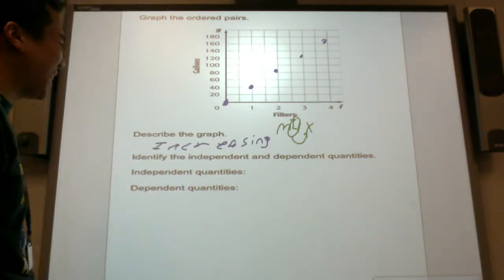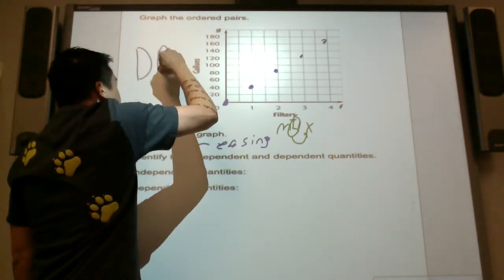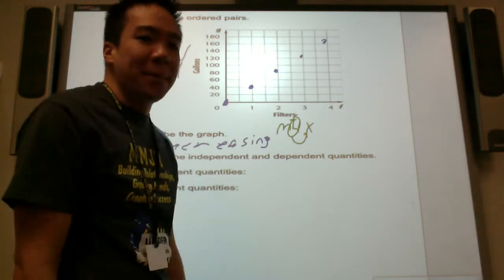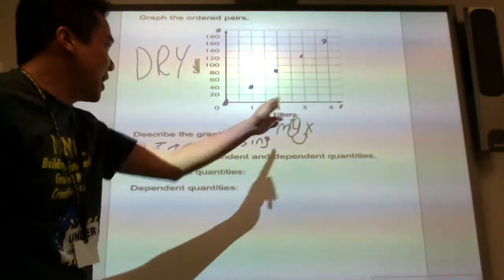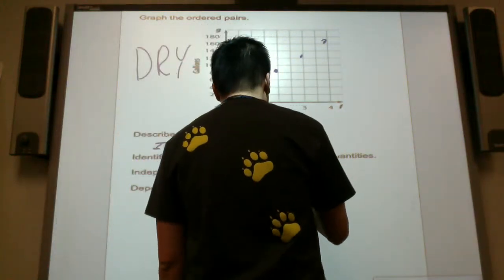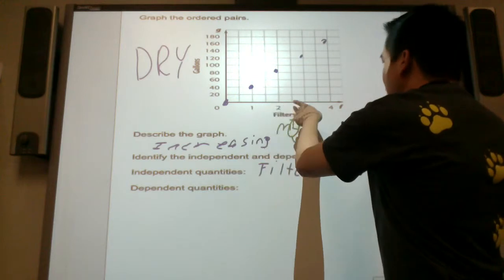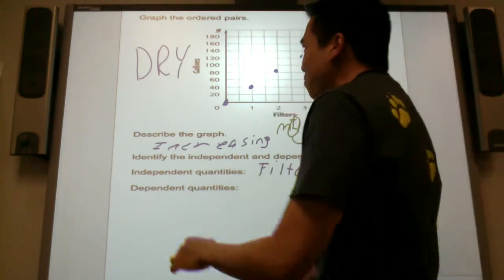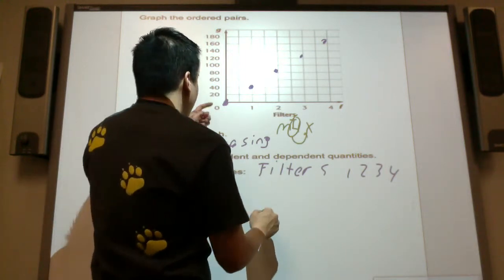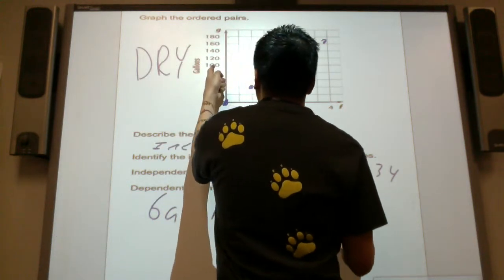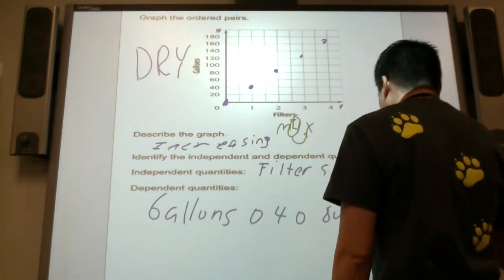Now identify the independent and dependent quantities. So in science you learn something called dry mix. So independent is the x-axis. So the x-axis is about filters. And what numbers did we use here? We used 0, 1, 2, 3, and 4. The dependent is the y-axis, which is about gallons. Which numbers did we use? We used 0, 40, 80, 120, 160.